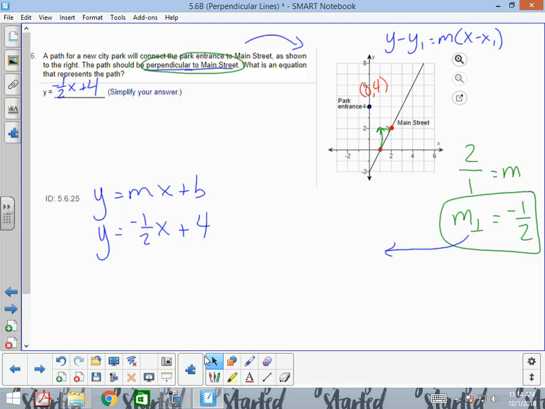All right, so that is all of these notes. You are now ready to do the homework problems.